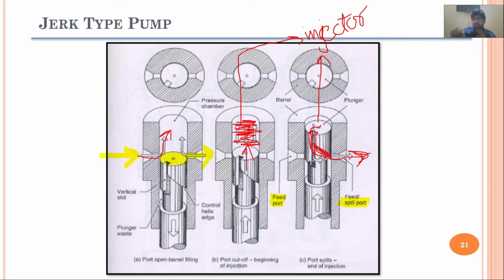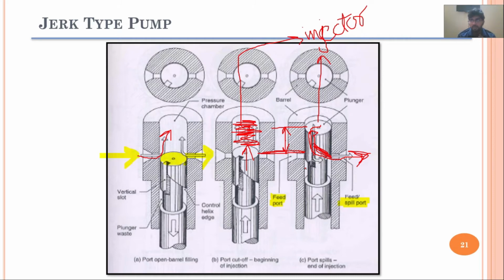And this is what I was explaining earlier: the duration from where the fuel injection has started, where the spill port has closed, to the position where the spill port has opened. Let's say this is the position where the spill port has closed, and this is the position where it has opened. This distance is called effective stroke length, which I will explain in the component section.